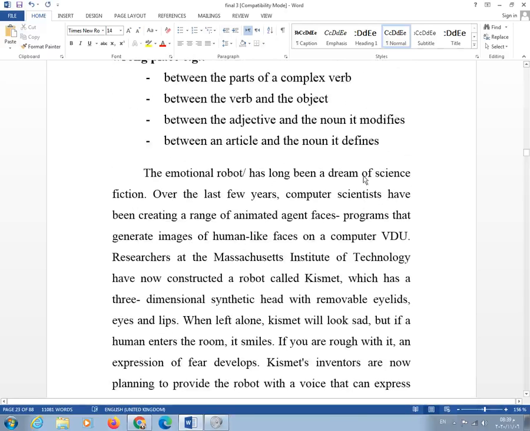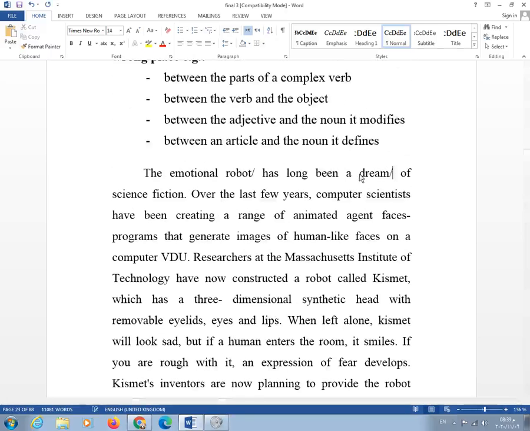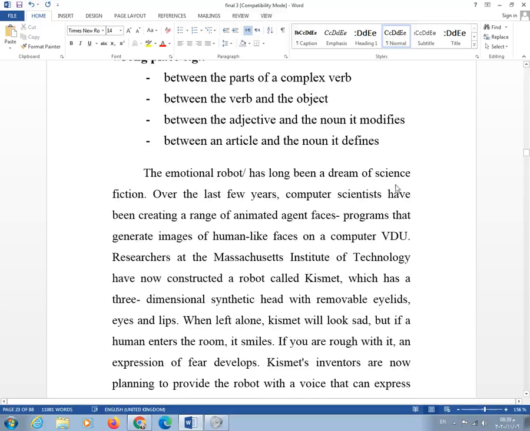Has long been a dream of science fiction. See? The emotional robot has long been a dream of science fiction. It could also be just two units: the emotional robot has long been a dream of science fiction. That's because chunking is when I cut my speech into meaningful units. Sometimes I'm in a hurry and I don't want to cut too much. It's not necessary to cut this sentence into 3 units. But if I feel that for the meaning I should pause to give the listener a chance to absorb and grasp it, it's okay. So it's up to you either to add this or not.